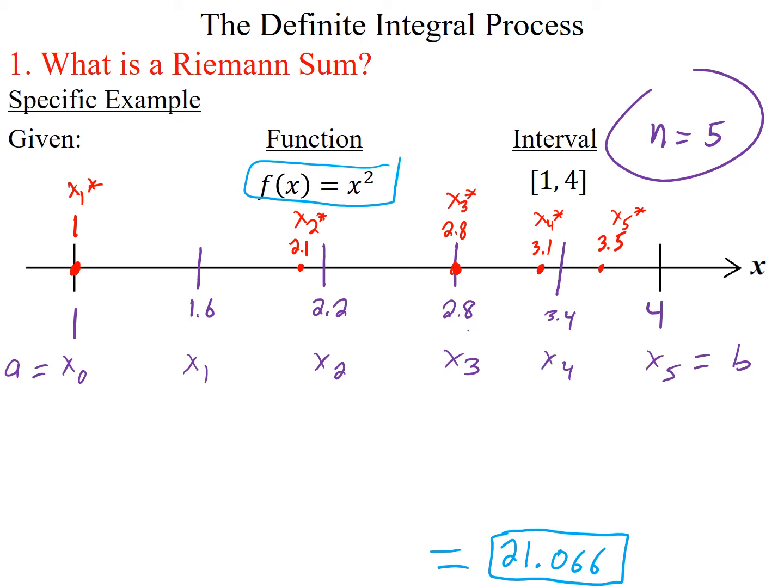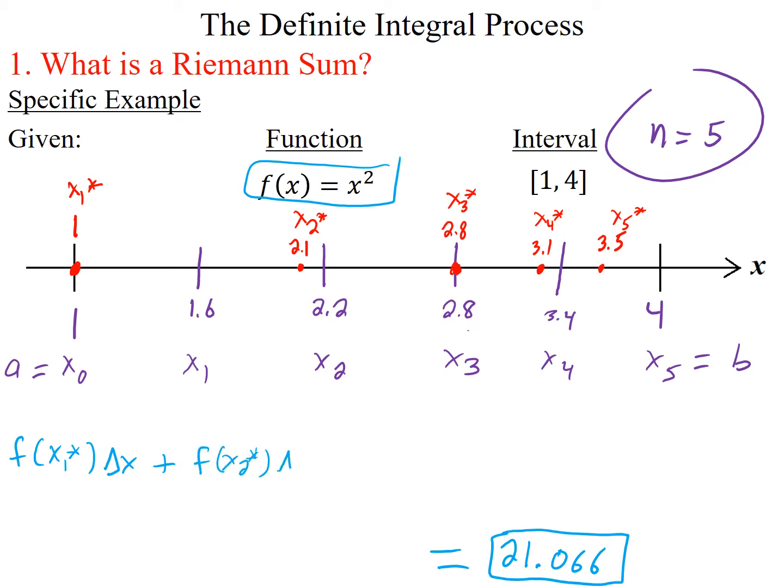So what we did is we plugged in x1 star to the function. So that would be written as f of x1 star. That means take x1 star, plug it into the function. Then you multiply by the width of the interval, delta x. And then you plug in the second number you picked, which was called x2 star, f of x2 star, and then multiply by the width of the interval.